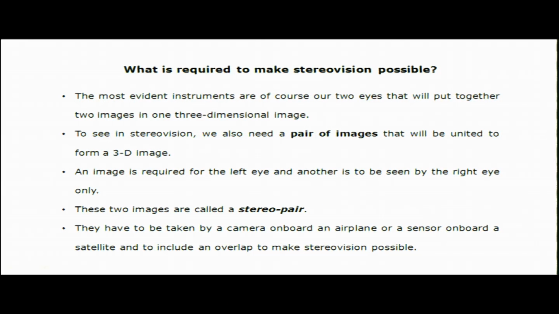So what is required to make stereo vision possible? The most important thing is our eyes, and then we can have some aid like a stereoscope or some other technical equipment to see the stereo pair. To see the stereo vision of a stereo pair, we also need a pair of images that will be united to form a 3D image. One image is required for the left eye and another image will be seen by the right eye. Then there is the possibility to make stereo vision. These two images are called a stereo pair, as you know well.